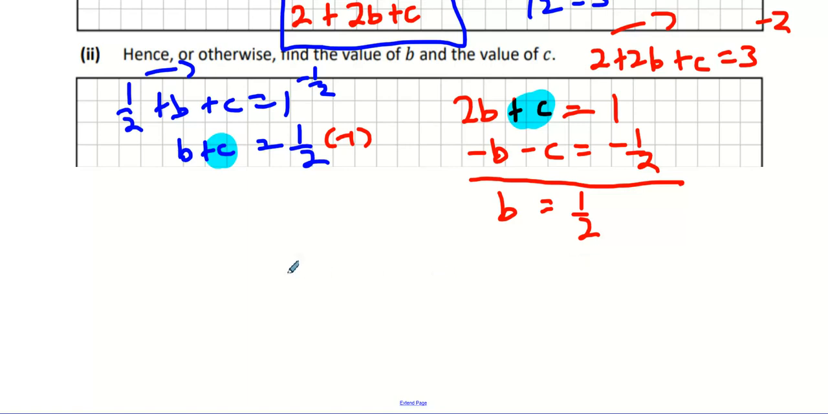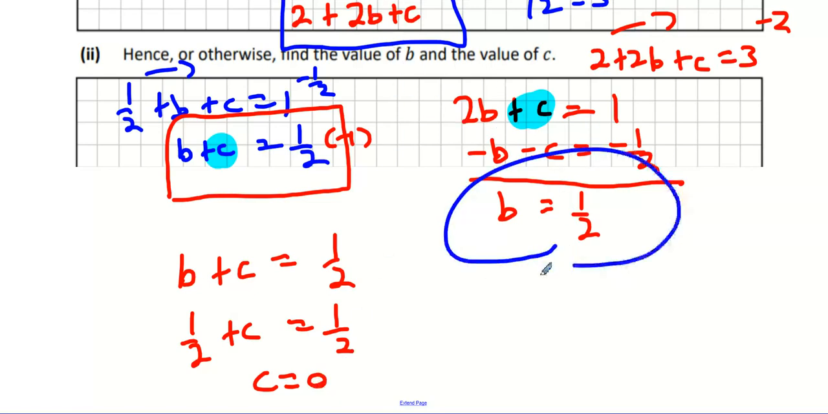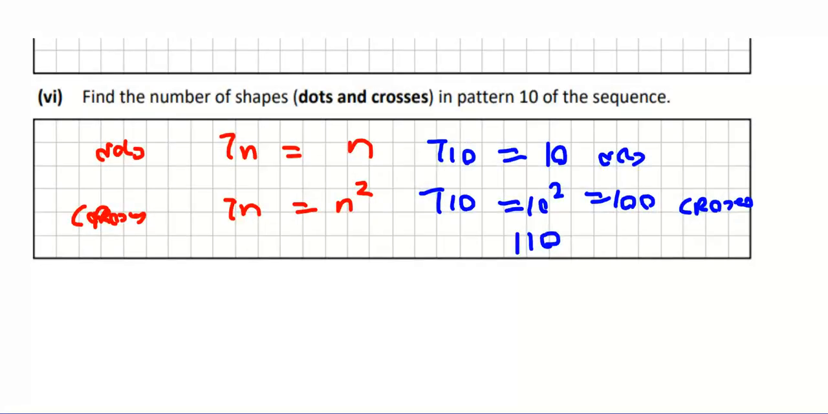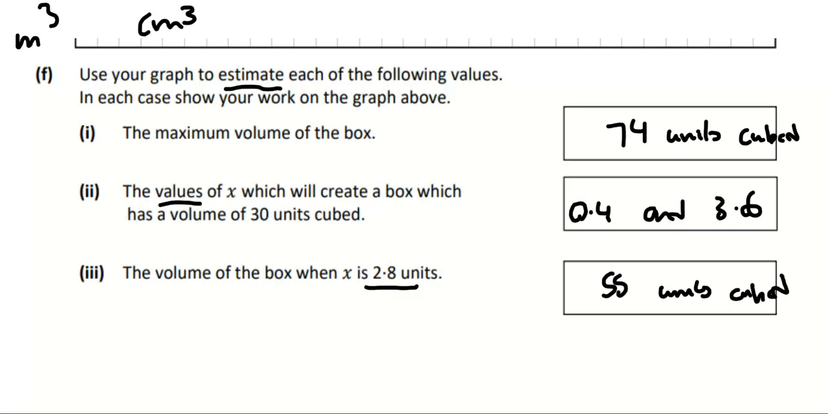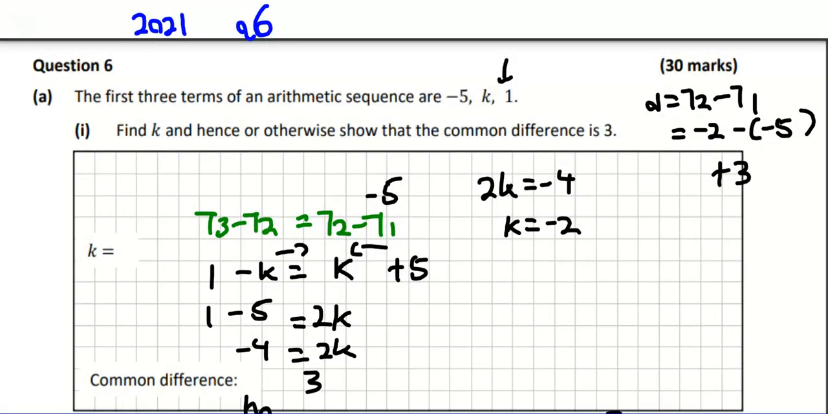Okay. Now, if B equals a half, we already know that B plus C equals a half. So if B equals a half, plus C is a half. That means the C does nothing. So this means C has to equal 0. So I've found the value of B and the value of C right here. Okay. And that is the end of 2021 questions 9, 8, and 6. 6, 8, 9, 2021.